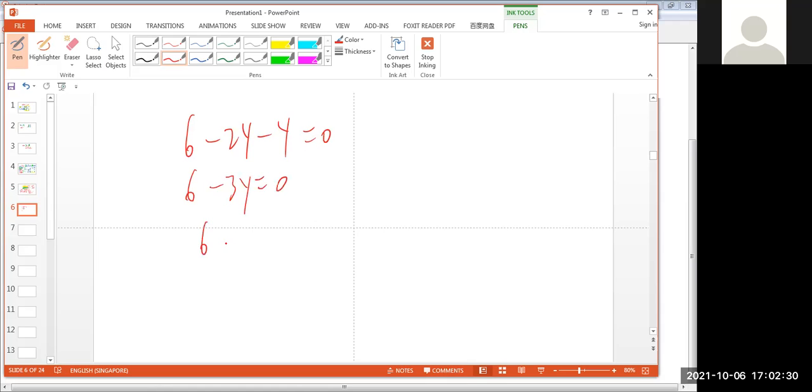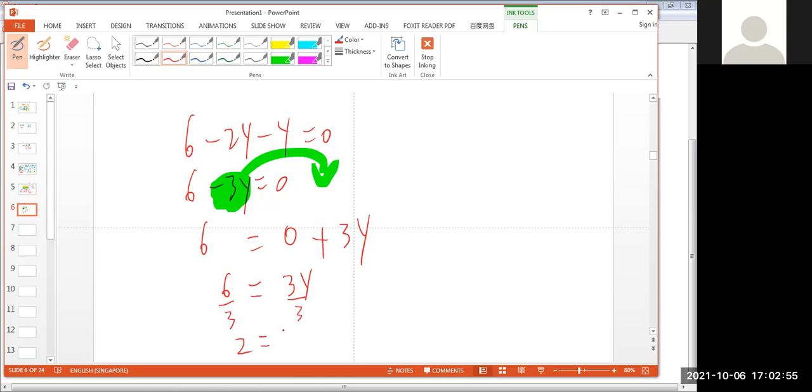Okay, so once again, I'm going to bring this minus 3y over. Because it's minus 3y on the left, you bring it over, you change the sign, it becomes plus 3y. So 6 is equal to 3y. And then now you divide by 3 on both sides. You will end up with 2 equals y. So that means y is equal to 2.